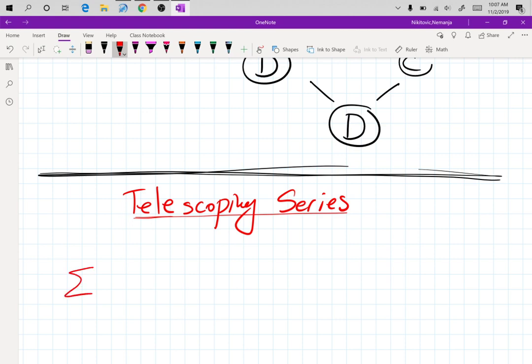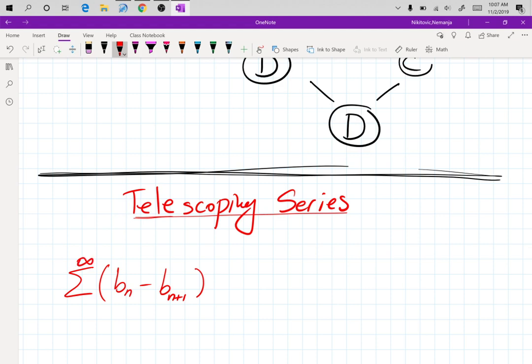Telescoping series, on the sheet that I gave you, has the two sequences subtracted within the series. So they use B's, right? Yeah, B. So Bn minus Bn plus 1. It doesn't have to be Bn plus 1. It could be Bn plus 2, Bn plus 7, whatever.